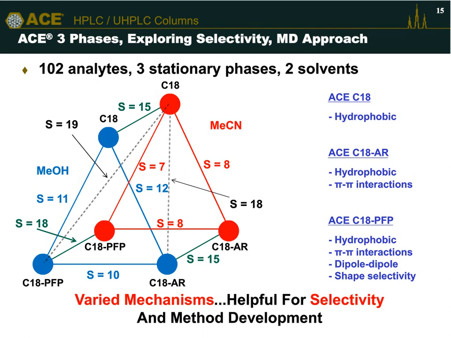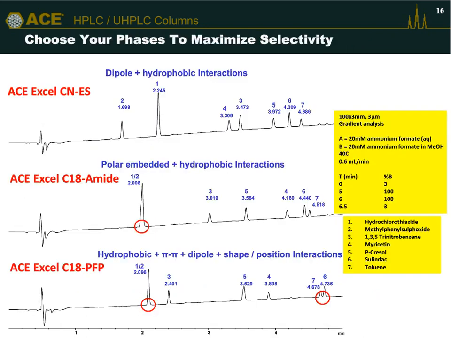This is a three-column, two-solvent method development platform based on real selectivity values, which tells us that we will move peaks around in the selectivity space. Now, I've shown you those three different columns in a triangle format, and here are three different columns again with different mechanisms of interaction, but now I'm showing you chromatographic data on a simple 7-component mixture.